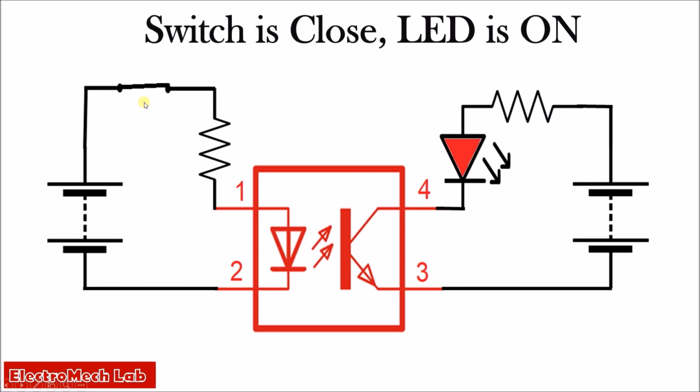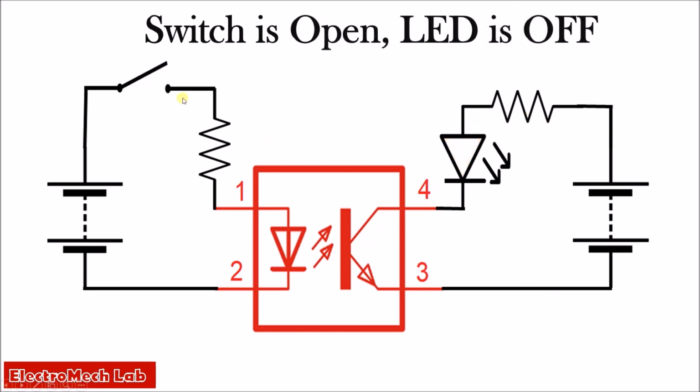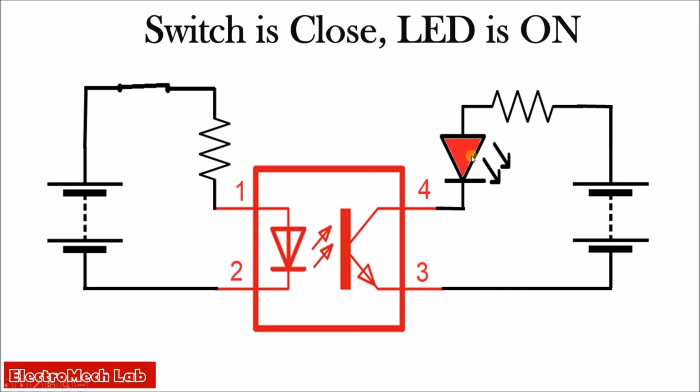When this switch is closed, then again LED is on because there is current flowing through this resistor and this LED. Switch is open, LED is off. Switch is closed, LED is on. So in this way, an optocoupler works. This is the function of optocoupler.